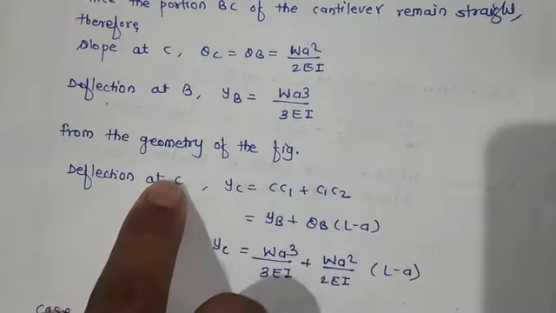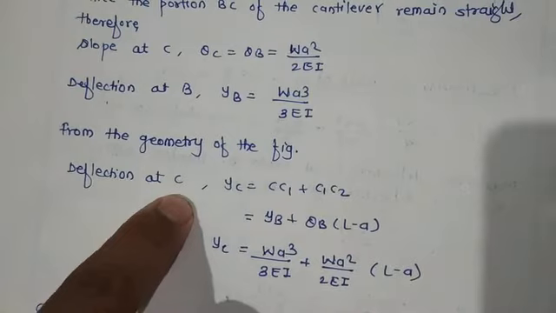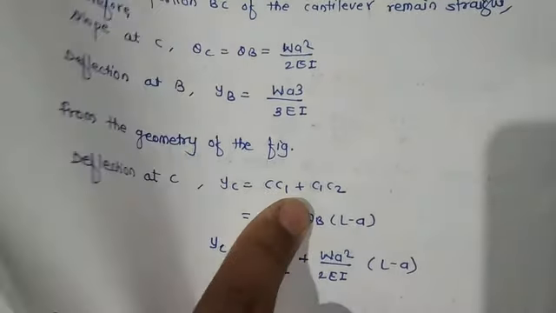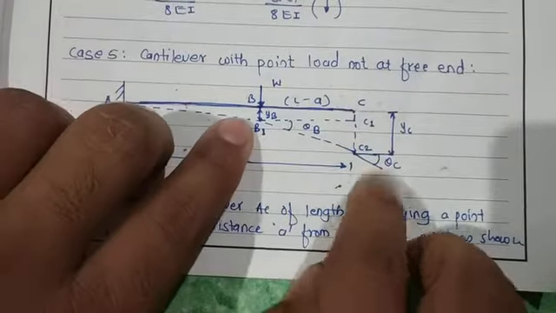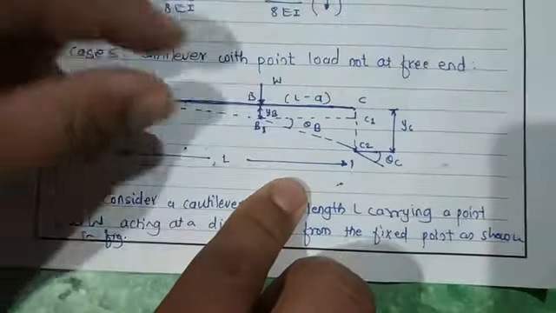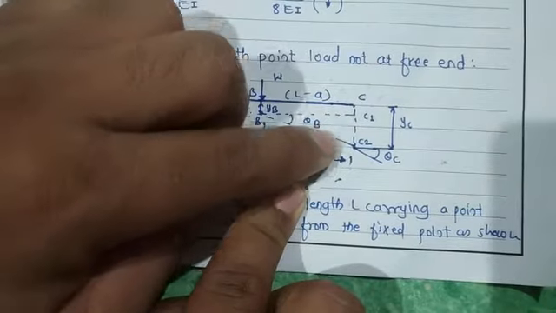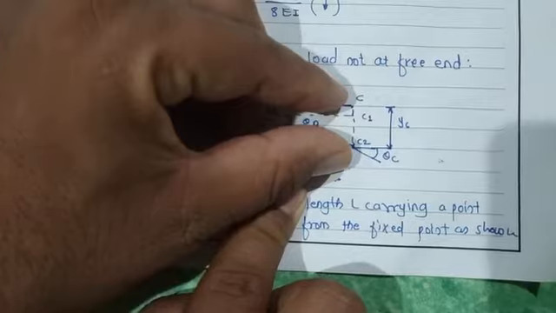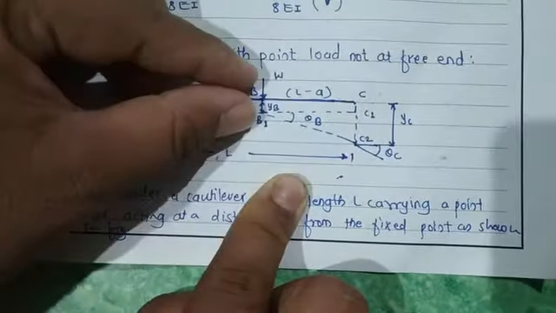From the geometry of the figure, deflection at C, YC, is equal to C1 plus C1C2. That means the total deflection is this deflection plus this deflection. This deflection we got from here, this is YB.